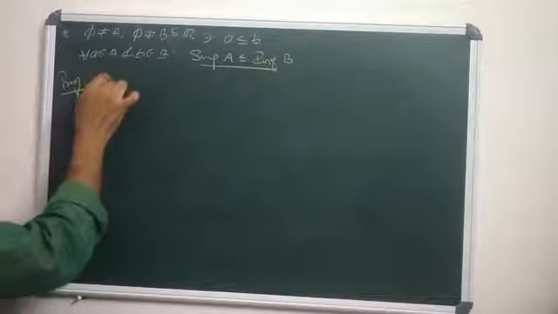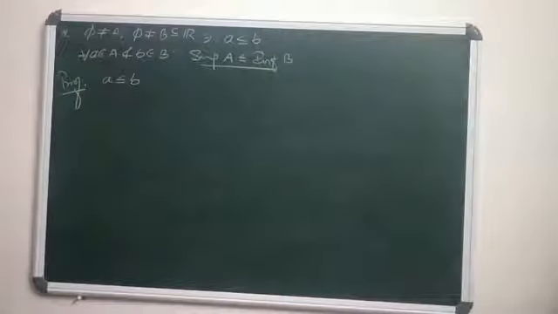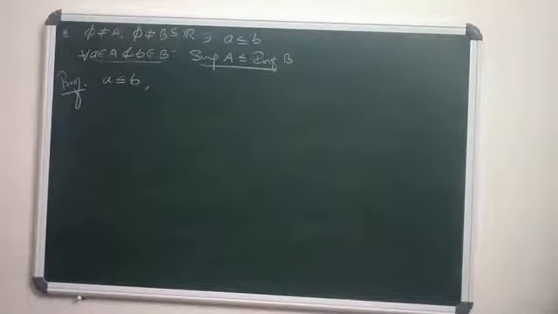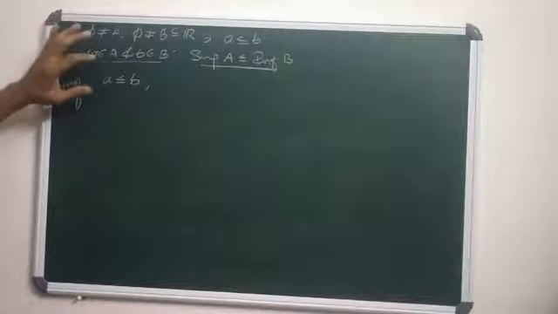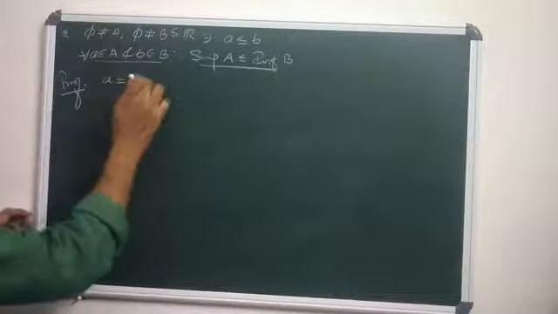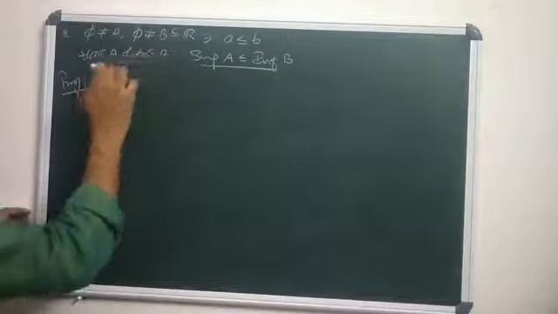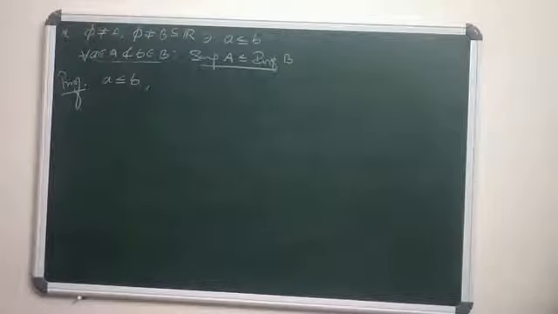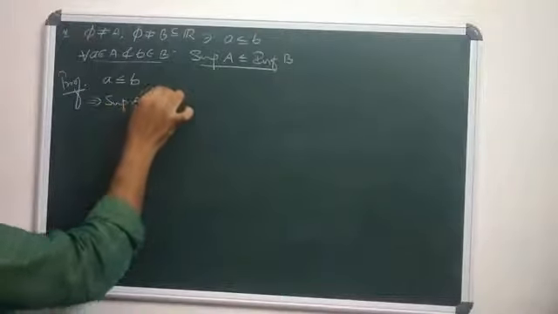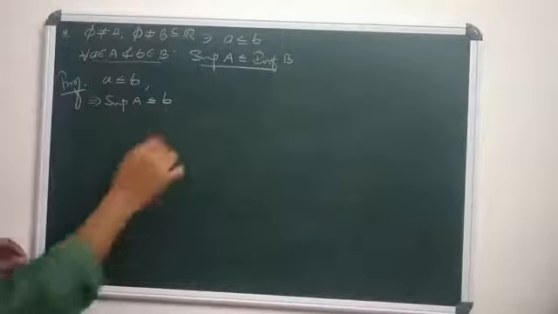The proof is: what are A and B? Come to the relation a less than or equal to b for all a in A and b in B. That means each element b is an element of B, and a is an element of A. Since a is less than or equal to b for all a in A and b in B, each element of B is an upper bound of A. Each element of B is an upper bound of A means the supremum of A is less than or equal to b, for all b in B.